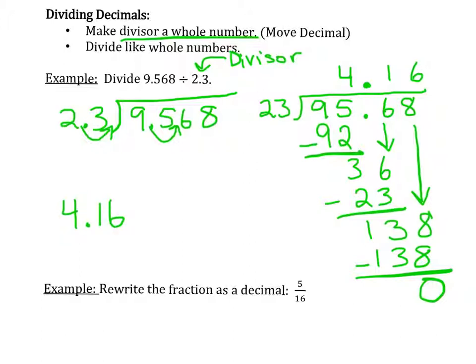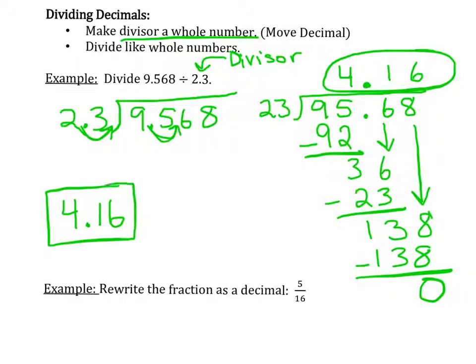4.16. Although we moved our decimal here at the beginning, we don't have to worry about moving our decimal at the end. This is completely our solution. And you can always check yourself by doing your solution. So if I take my 4.16 and multiply it by my divisor 2.3, 4.16 times 2.3, you get 9.568. So there's always a way for you to check your solution here.